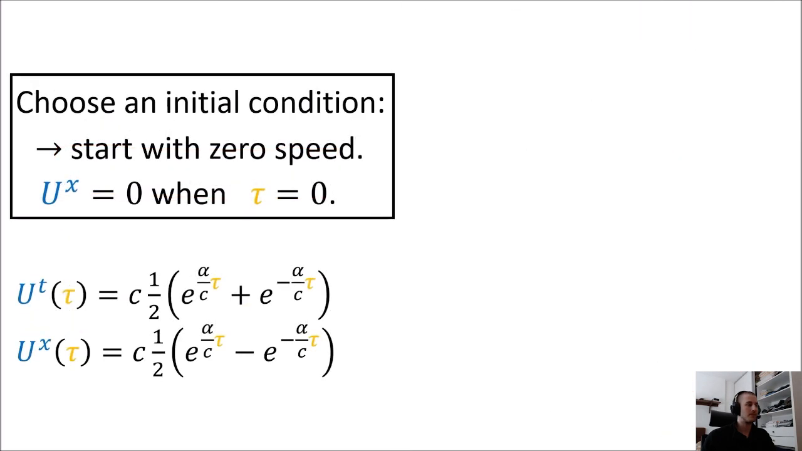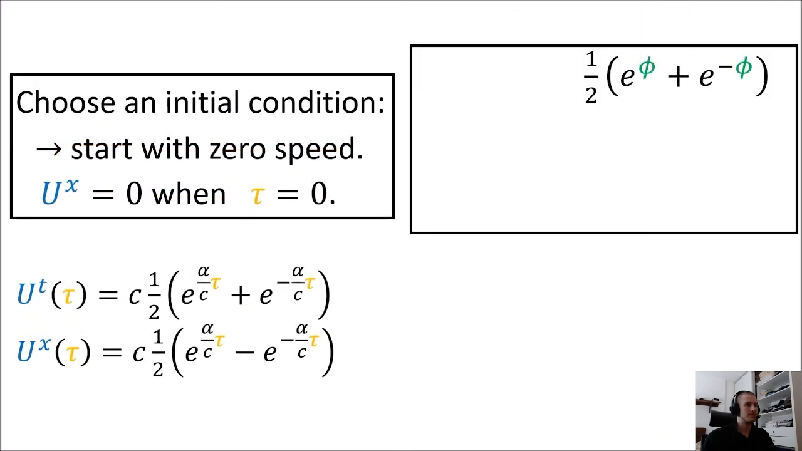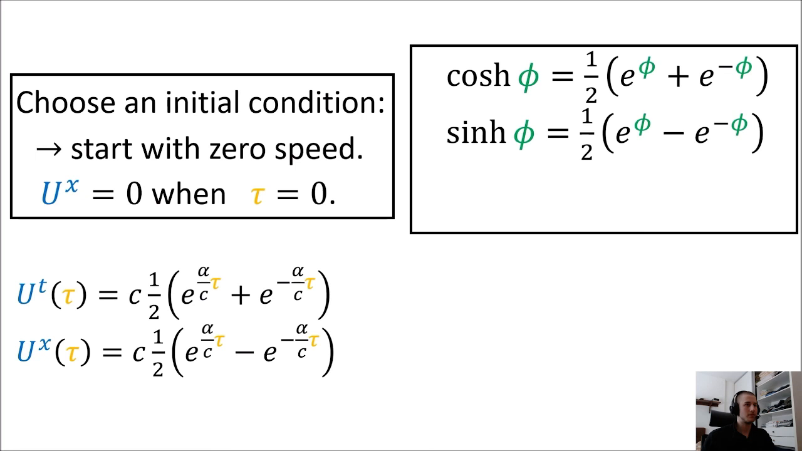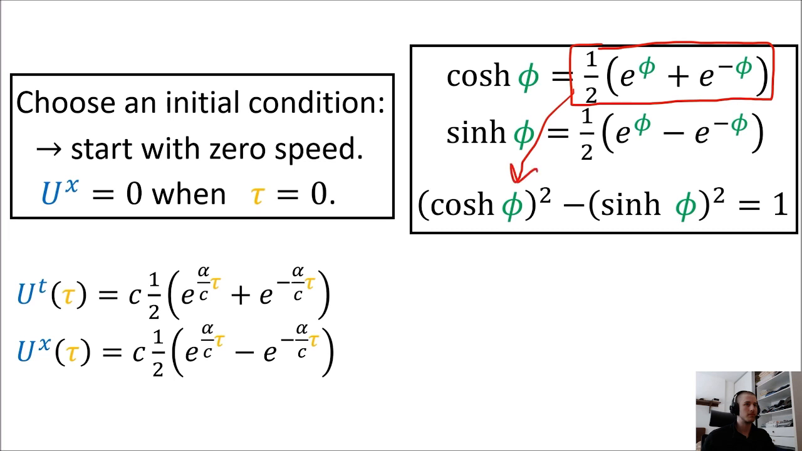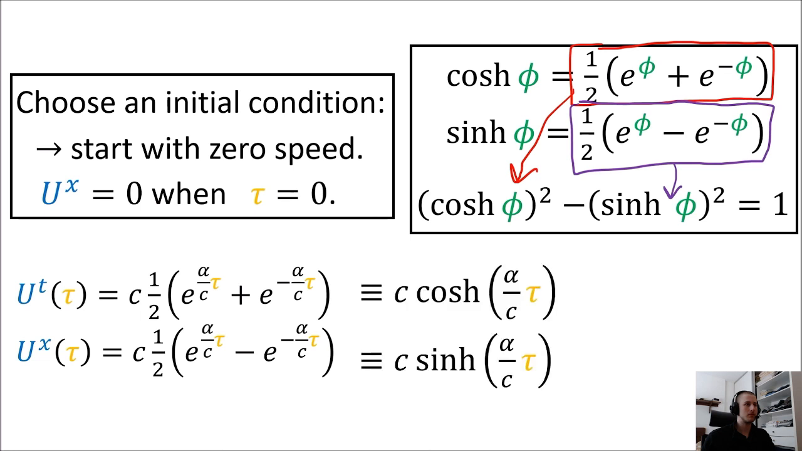Now, it turns out that for some variable phi, 1/2 times e to the phi plus e to the negative phi is equal to hyperbolic cosine of phi. And 1/2 times e to the phi minus e to the negative phi is equal to hyperbolic sine of phi. You can pause the video and prove to yourself that the fundamental identity cosh phi squared minus sinh phi squared equals 1 is also true for these exponential formulas. So really, these are just two different representations of cosh and sinh. So really, ut is just c times cosh of alpha over c times tau, and ux is just c times sinh of alpha over c times tau.